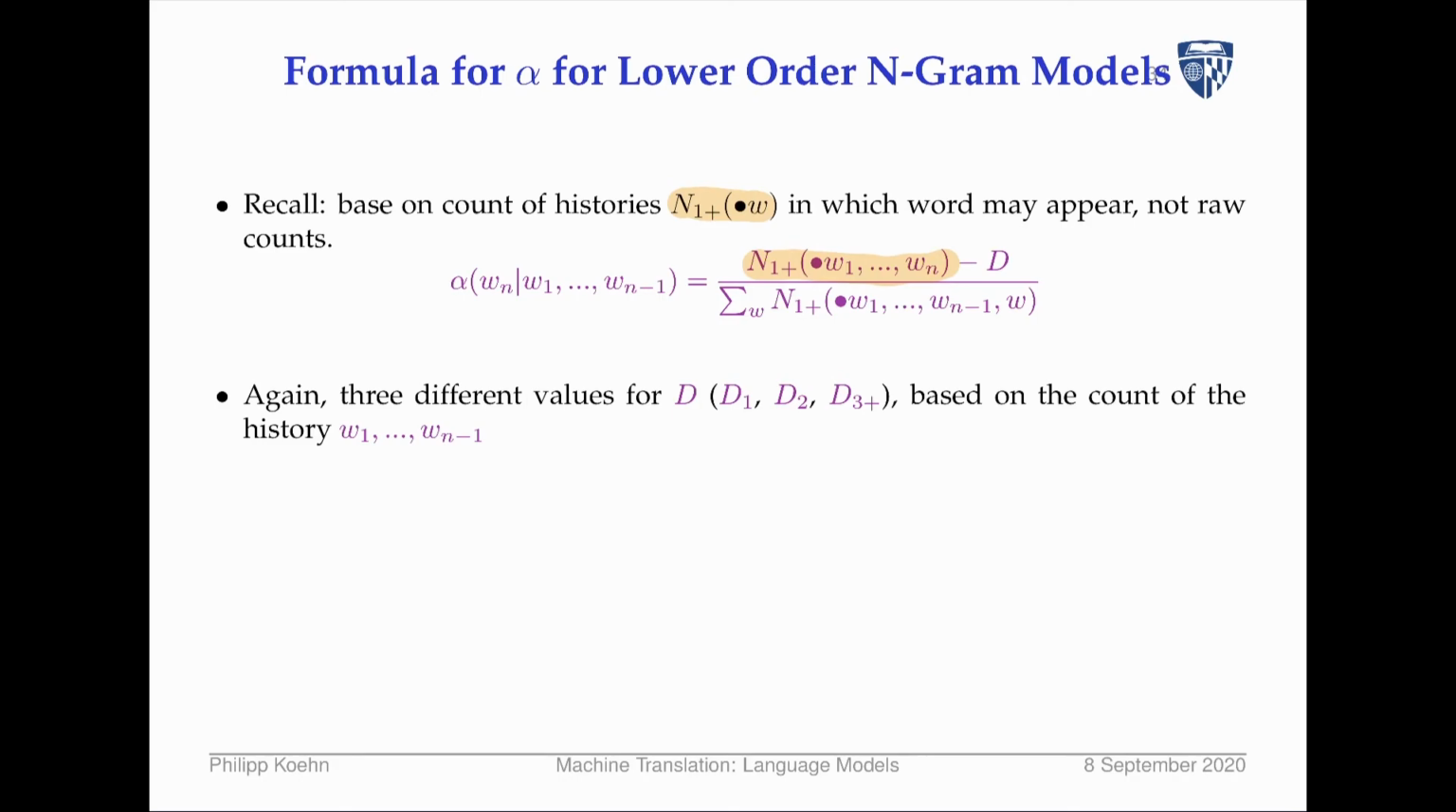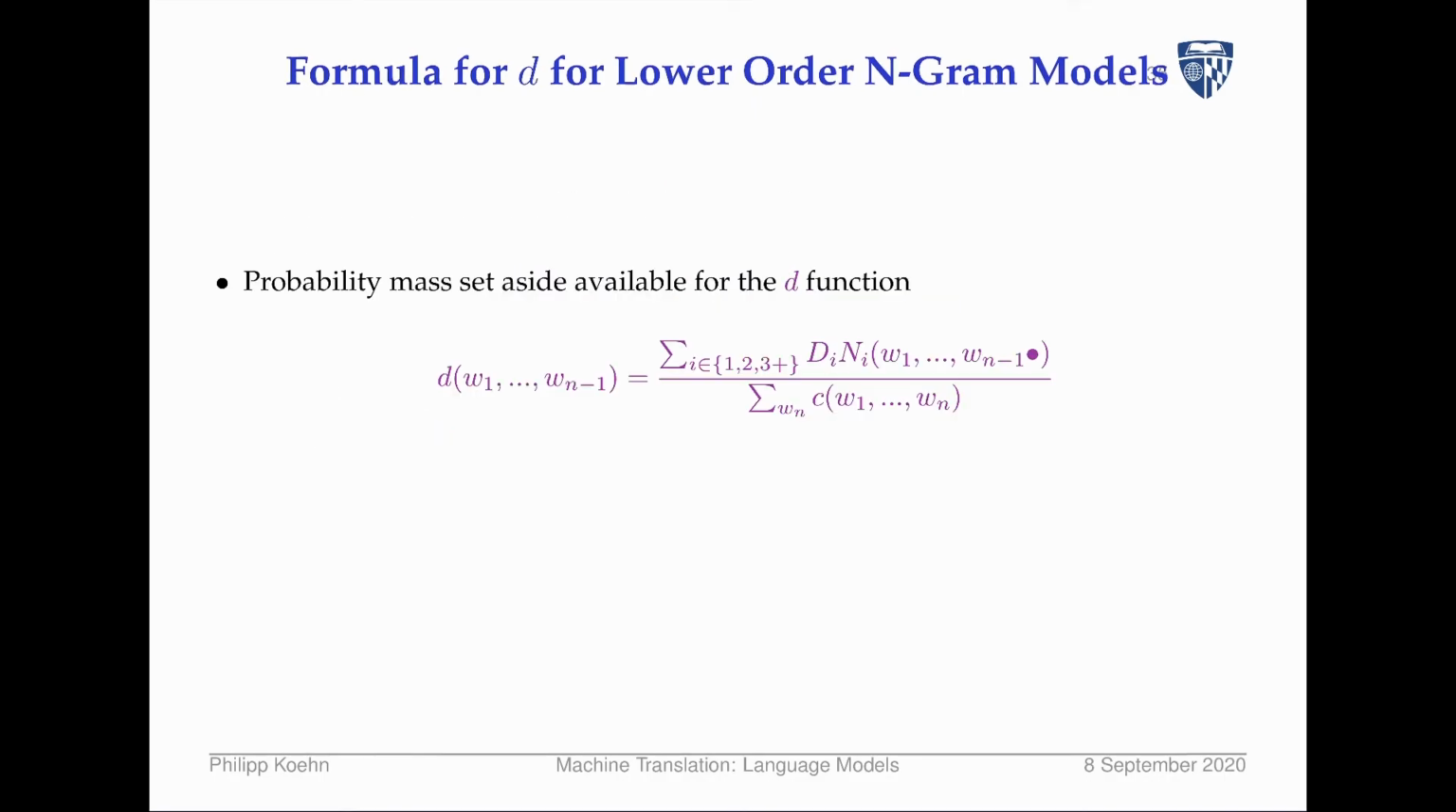Then we also have the discounting. So this is the usual discounting. We have 3 different values as before, D1, D2, and D3 plus, based on the count of the histories. This is then the final piece of getting the probability mass for the amount for back-off. And this is basically the sum over all the discounts we collected.